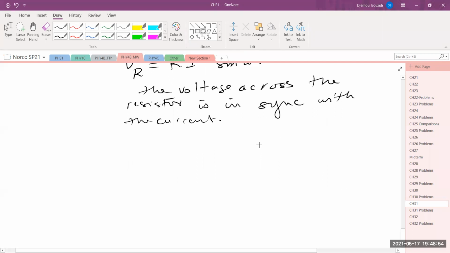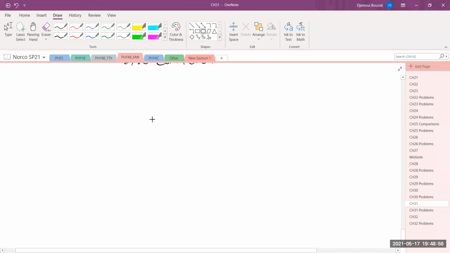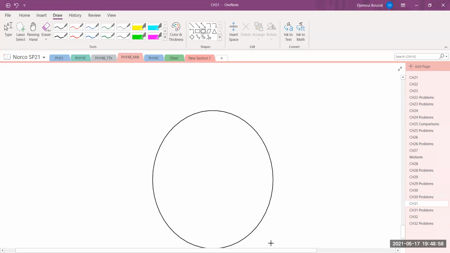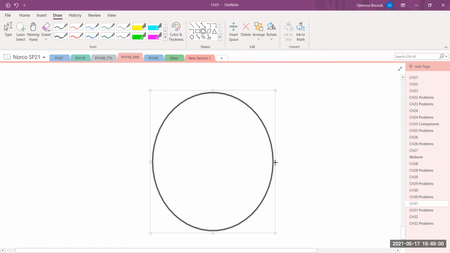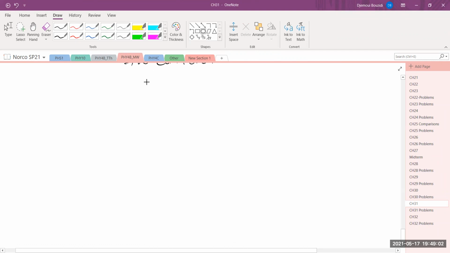So I'm going to pick a big circle in here just to represent my phasor diagram. I want it to be a circle.